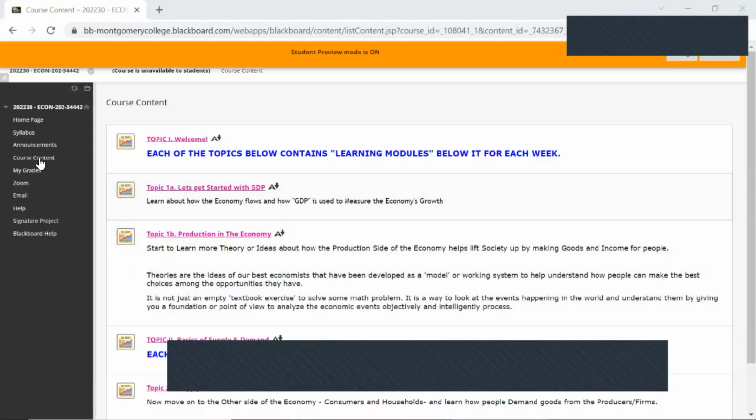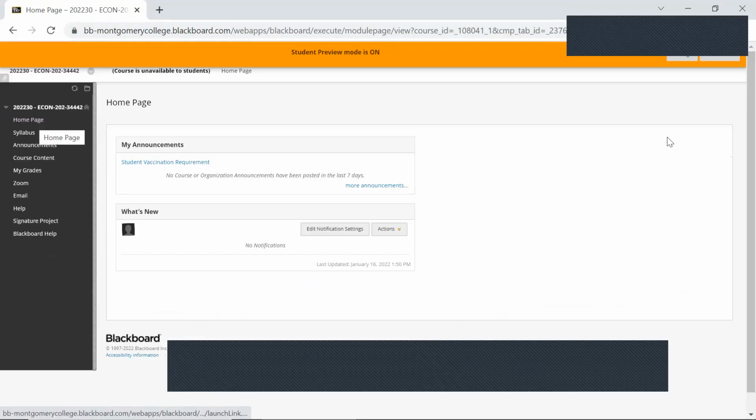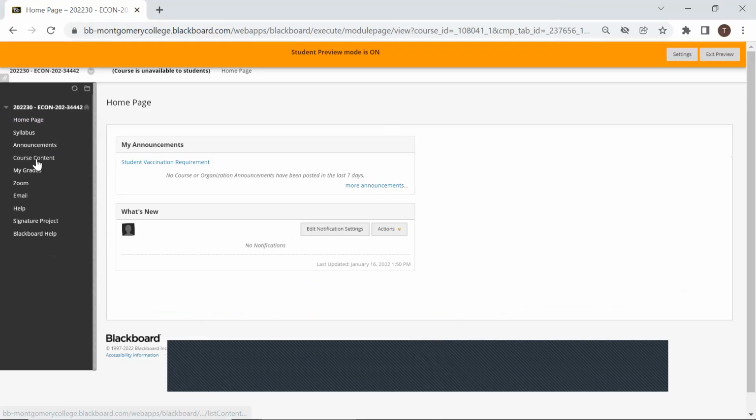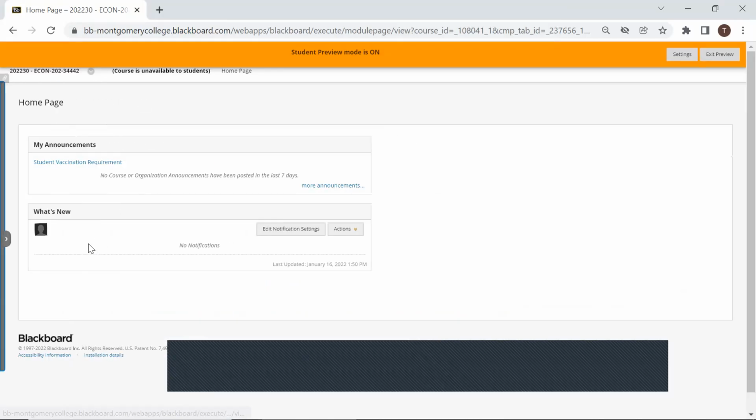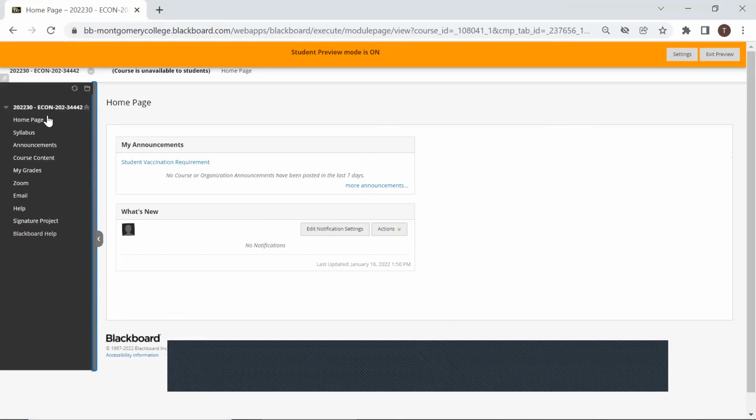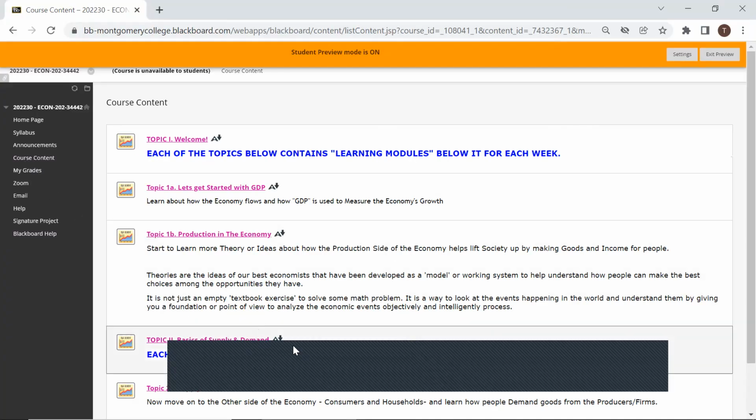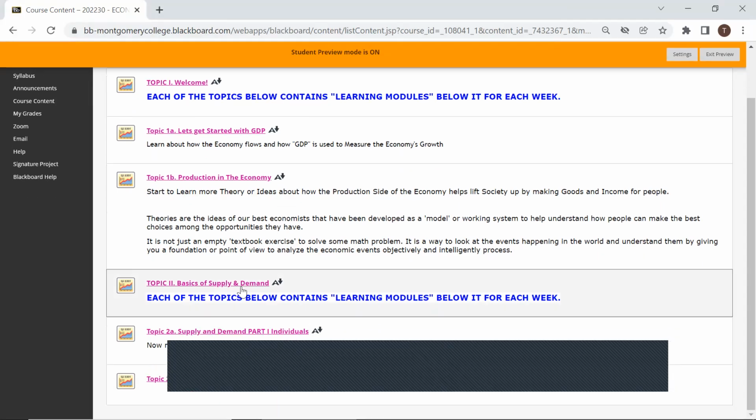And now we can see that we are at the home page. From here, you're going to click on course content on the left. If you don't see this menu, it means that it's hidden, and you must click on this arrow here to see the menu. And we're going to start with course content, and we're going to turn to topic 2, the basics of supply and demand.